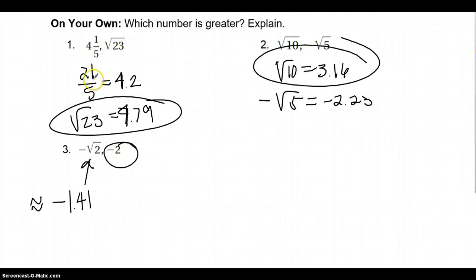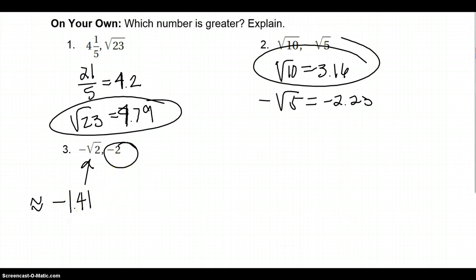If you change 4 1/5 to 21 over 5, that's 4.2, but the square root of 23 is bigger than that. Number 2, square root of 10 is 3.16. That's obviously bigger than the opposite of the square root of 5. That's going to give you a negative number. And number 3, the opposite of the square root of 2 is negative 1.41.